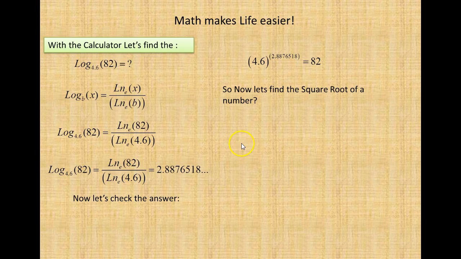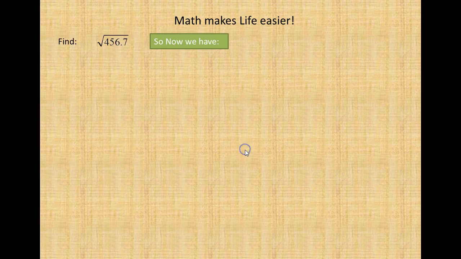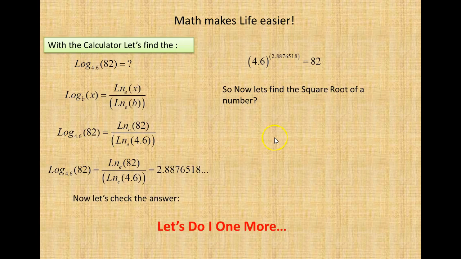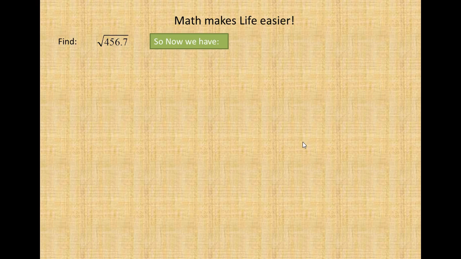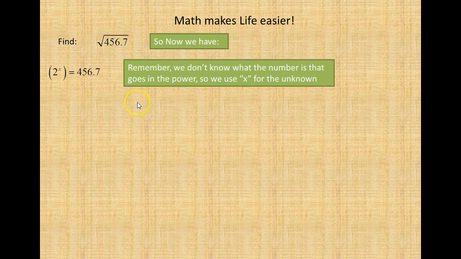So now let's find the square root of a number. Let's find the square root of 456.7. So now we have 456.7. And what is that number? Well, 2 raised to the power of x is equal to 456.7. Remember, we don't know what the number is that goes in the power, so we use x for the unknown.